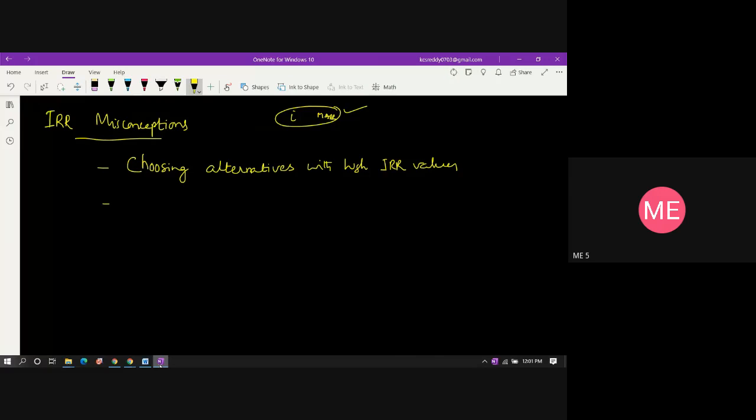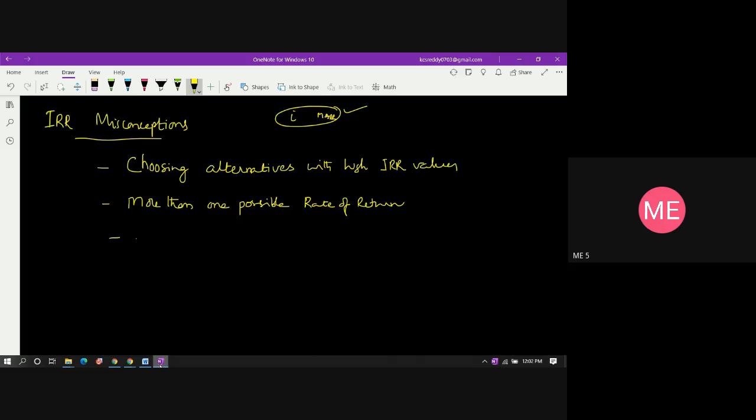And one more is more than one possible rate of return. There is a chance that only one internal rate of return is not possible. There will be chances of getting more than one possible rate of return. The IRR will not have only one value, it can have more than one also. That is also one misconception.